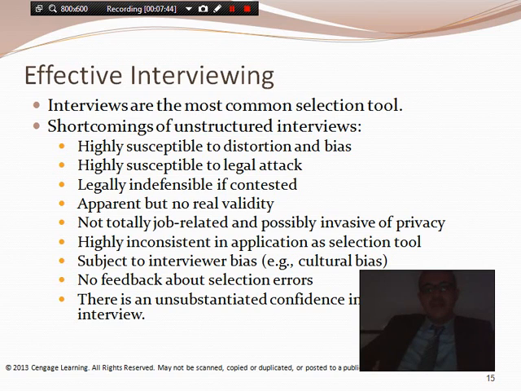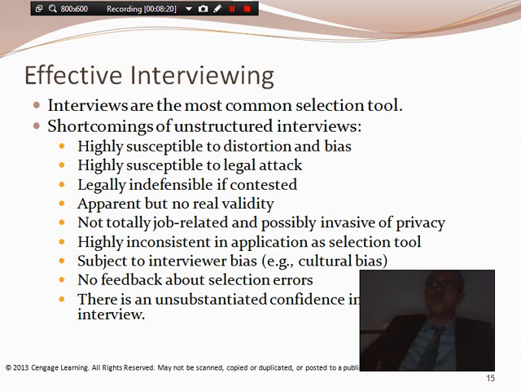Problem number one, highly susceptible to distortion and bias. So easily you can be biased. You like this person, so you hire them. Number two, highly susceptible to legal attack. In some countries, they may have a legal case against you if you are proven to have hired someone based on subjective reasons. Number three, legally indefensible if contested.